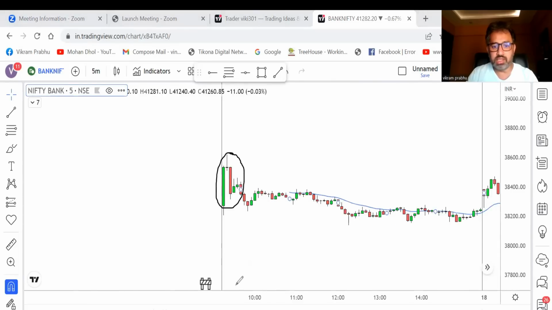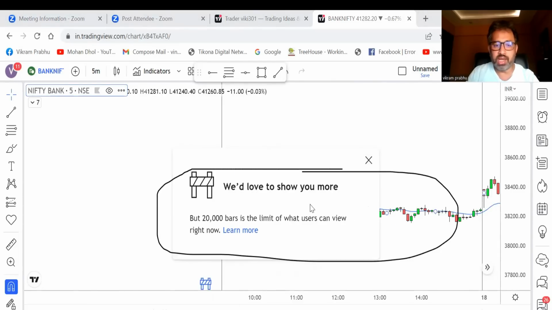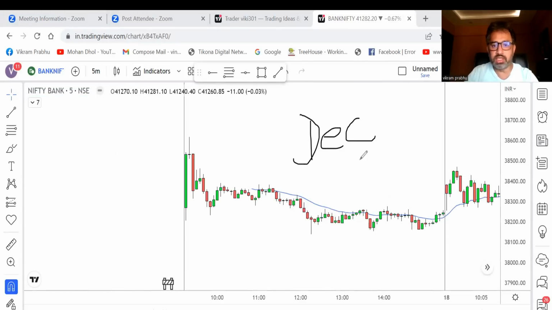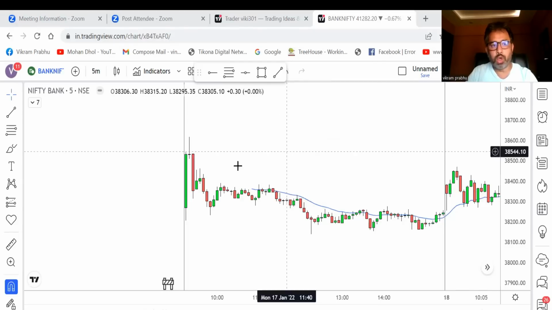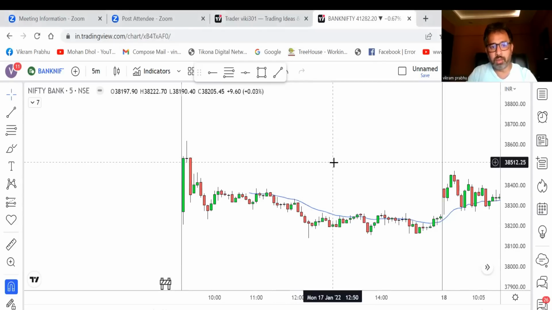You can see it. This is the January 17th. You can see only up to 20,000 bars. So if you want to check the historical charts of December 2021, then you will not get it. Anything December or before that, you will not get it in TradingView on 5 minutes time frame.